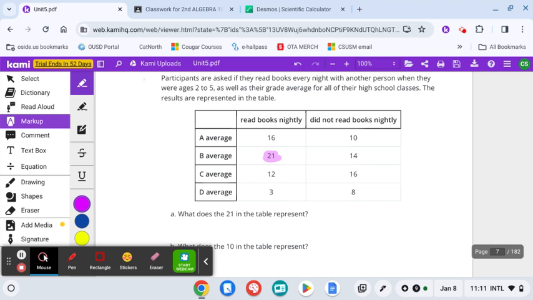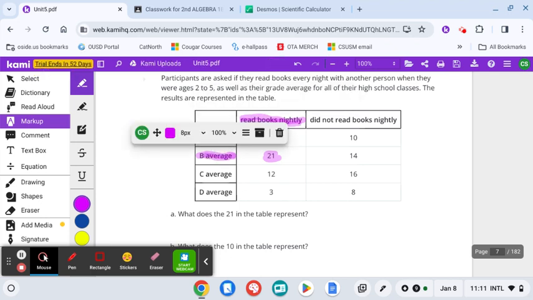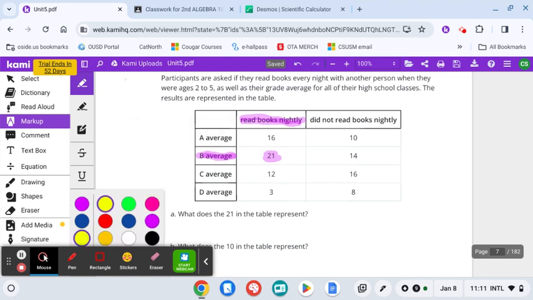So you would say something like, it represents students or participants that have a B average who read books nightly. Or you could say it in reverse. It represents participants who read books nightly who have a B average. But you basically need to put the combination of those two ideas together. And finally, let's go put the purple right here.